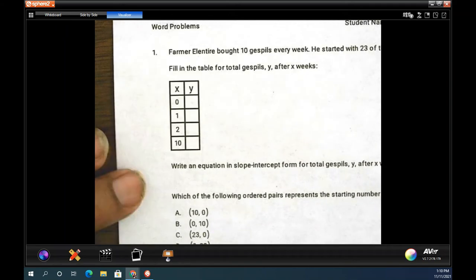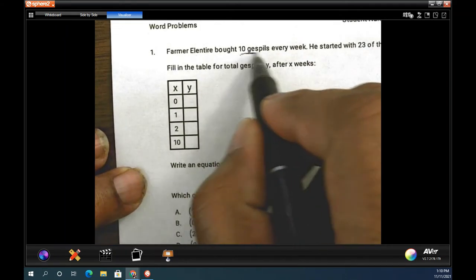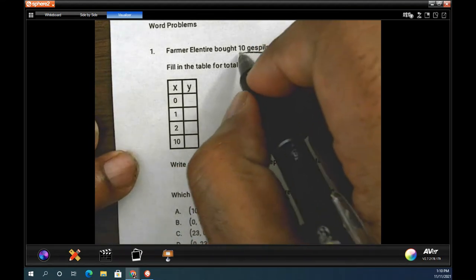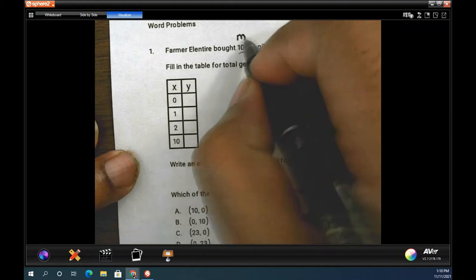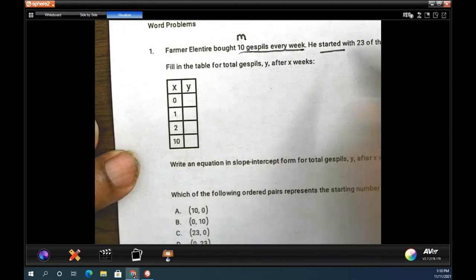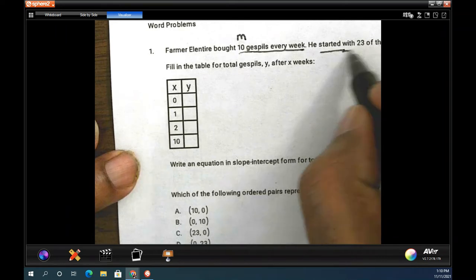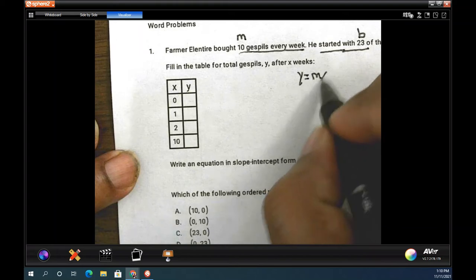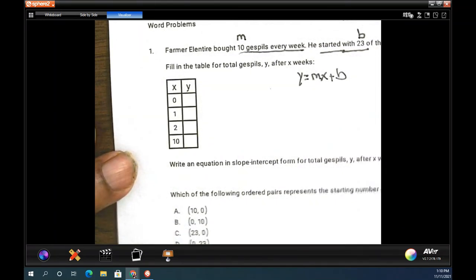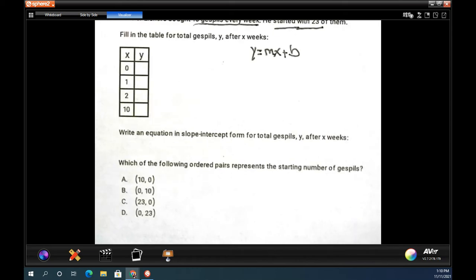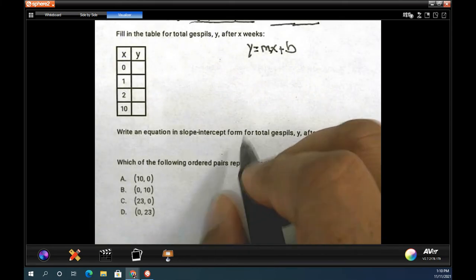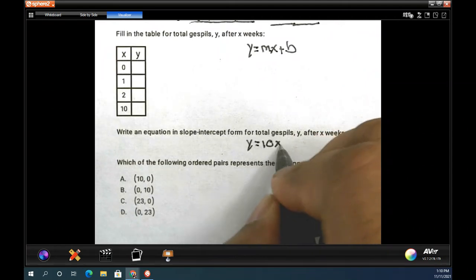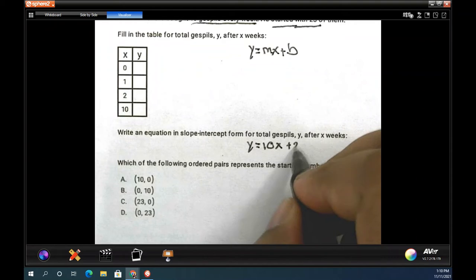Now, remember this. Bought 10 Jepsels every week. He's adding to it, so it's going to be a positive number. There's your M. Whatever they start with, initial, beginning, there's your B. And we're just trying to get to Y equals MX plus B. Now, here's the thing. I like the equation first. So all it is Y equals 10X plus 23.